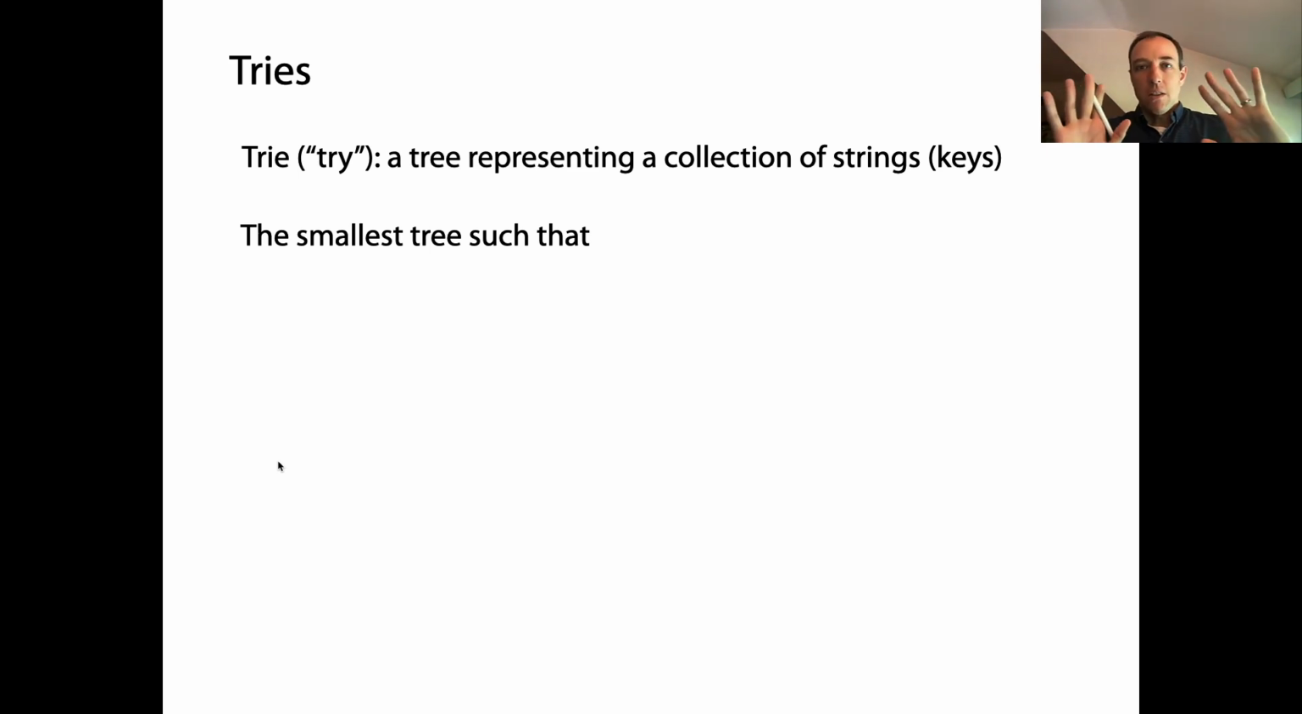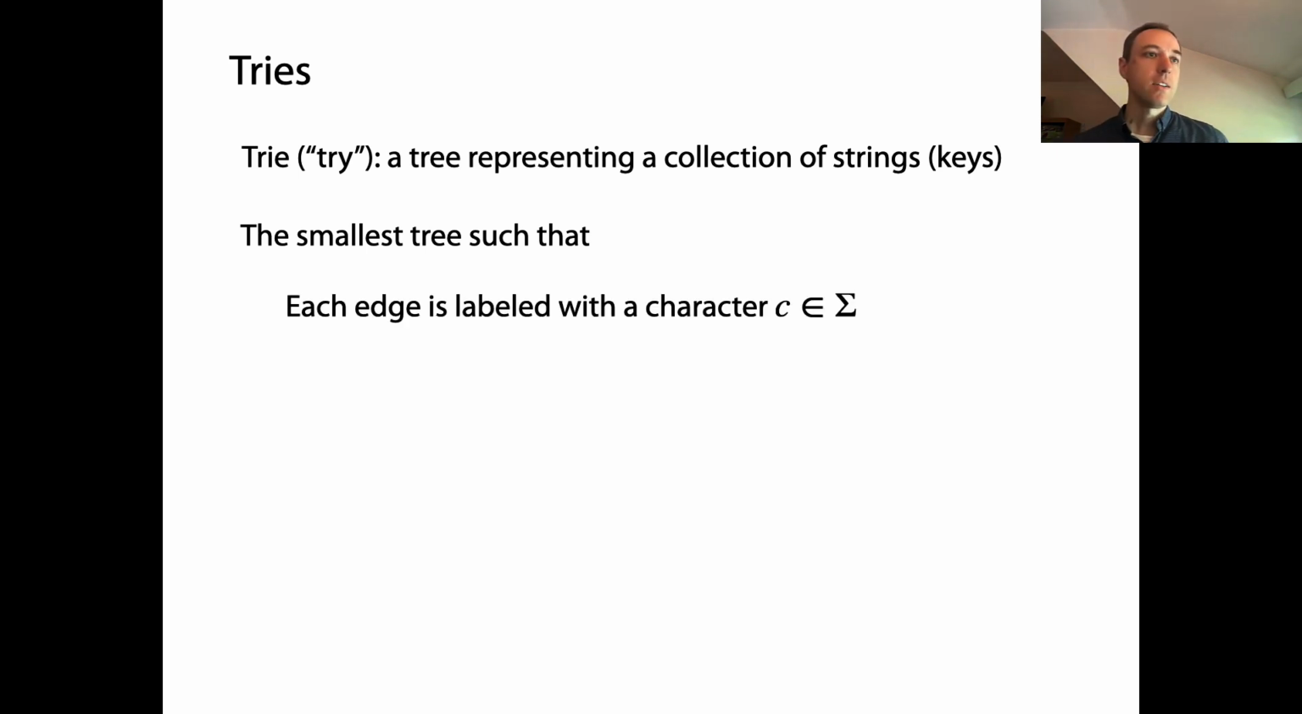I'll give you the longer form definition of what a trie is first, then I'll give you a shorter explanation. In the long form, we say that a trie is the smallest tree such that, first of all, each edge in the tree is labeled with a character c from our alphabet, sigma. Sigma is the alphabet. If we're dealing with DNA, then sigma is just the set containing A, C, G, and T. If we're dealing with the English language, then sigma is a bigger set. But each edge is labeled with exactly one character from this set sigma.